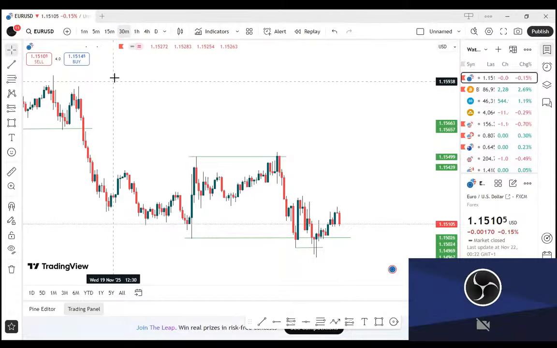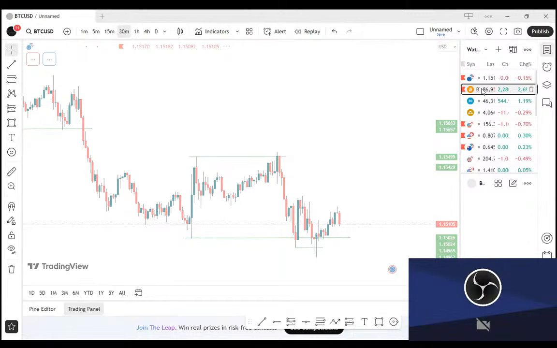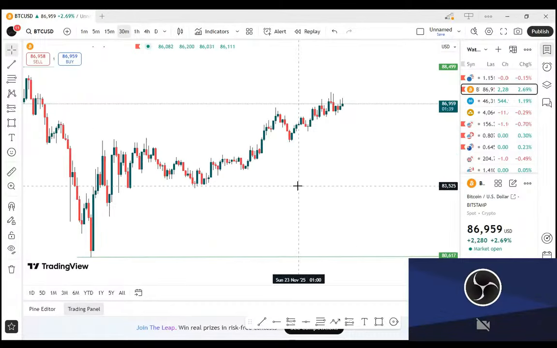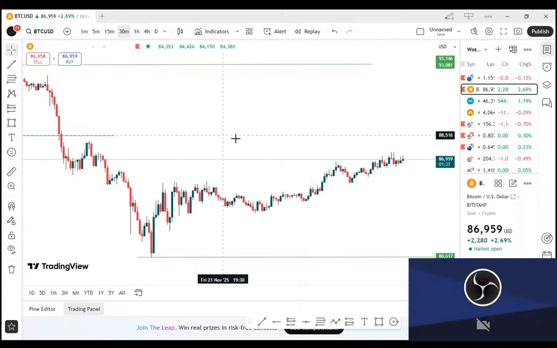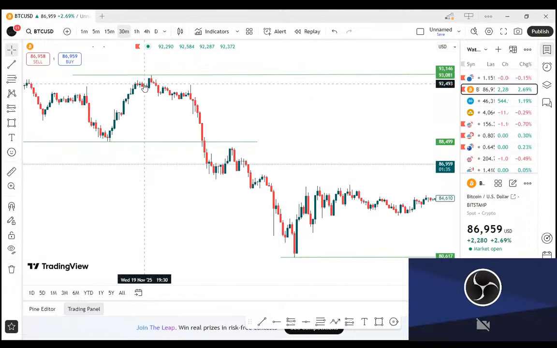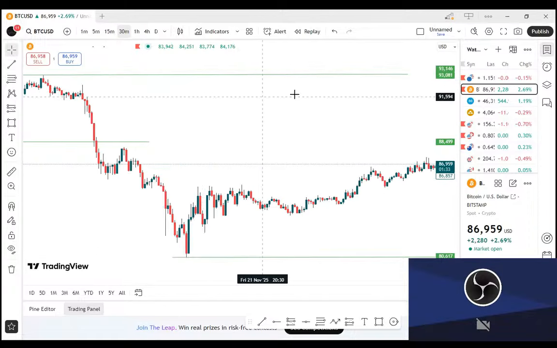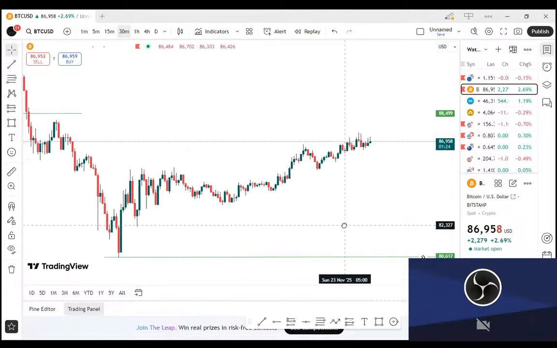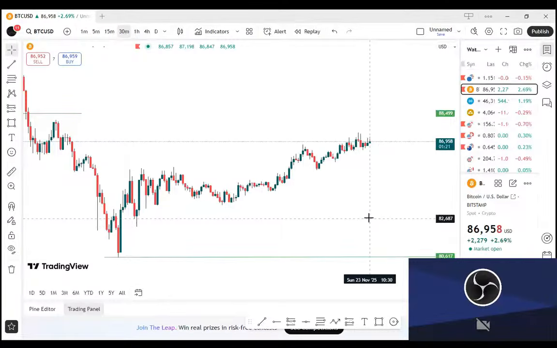And this is EUR/USD on the 30 minutes time frame. I think I've analyzed most pairs, even BTC. For those that are not here, I've gone through BTC and still marked out my key zones and where price broke structure. This is 93,146. And then price dropped all the way to 80,617. So that is a key level.